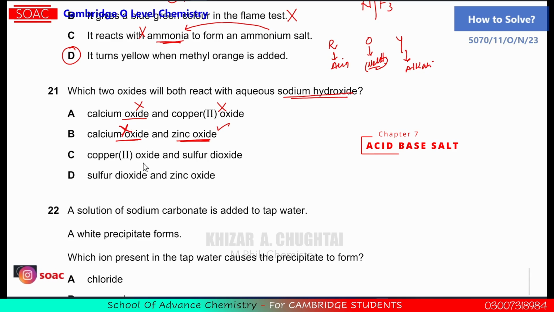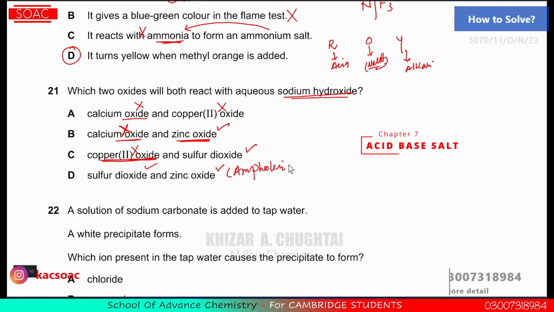In the next option, C, copper(II) oxide and sulfur dioxide. Sulfur dioxide will react, yes, definitely. But copper(II) oxide is a metallic oxide. Metallic oxides are basic oxides, a few are amphoteric, but this copper oxide is just a basic oxide, so it will not react. The last option, sulfur dioxide is an acidic oxide, it will react. Zinc oxide is an amphoteric oxide, yes, it will react. So D is the correct option.